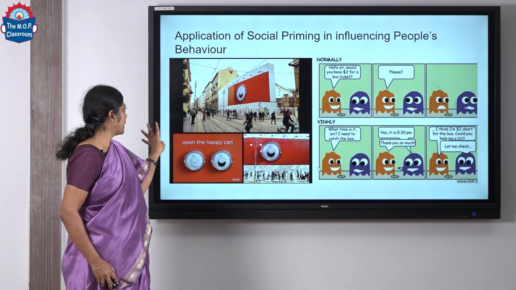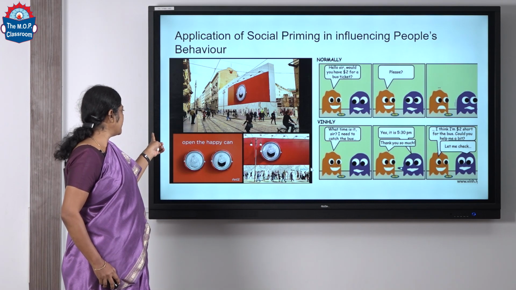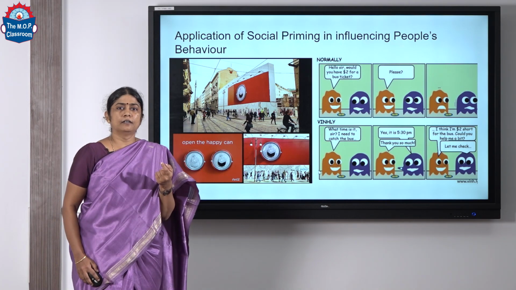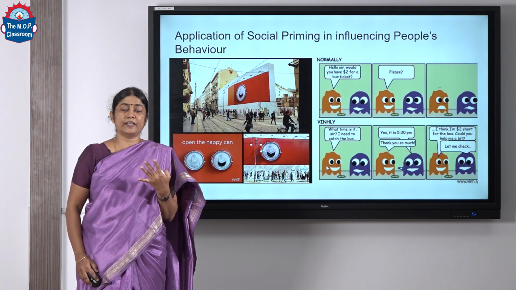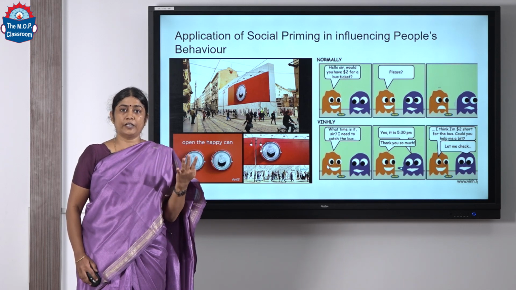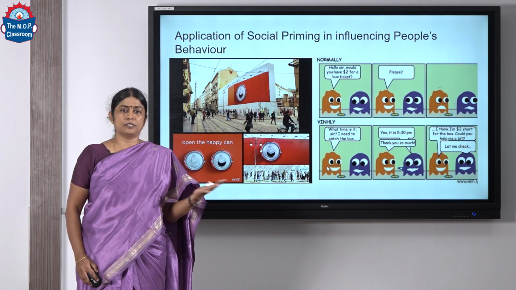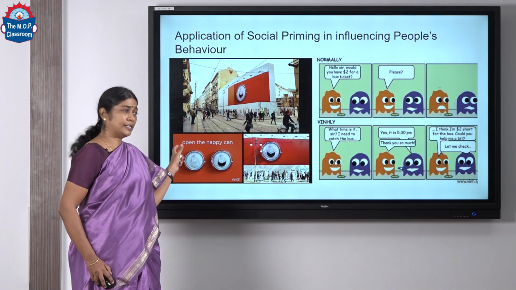So you can see that there is a smiling can of Coke, and the motto says "open the happy can." And we all know that Coca-Cola is something that is very bad for health, something that has chemicals, something that has a lot of calories. All these are constraints, all negative factors. But still, the cue over here is something that is happy.